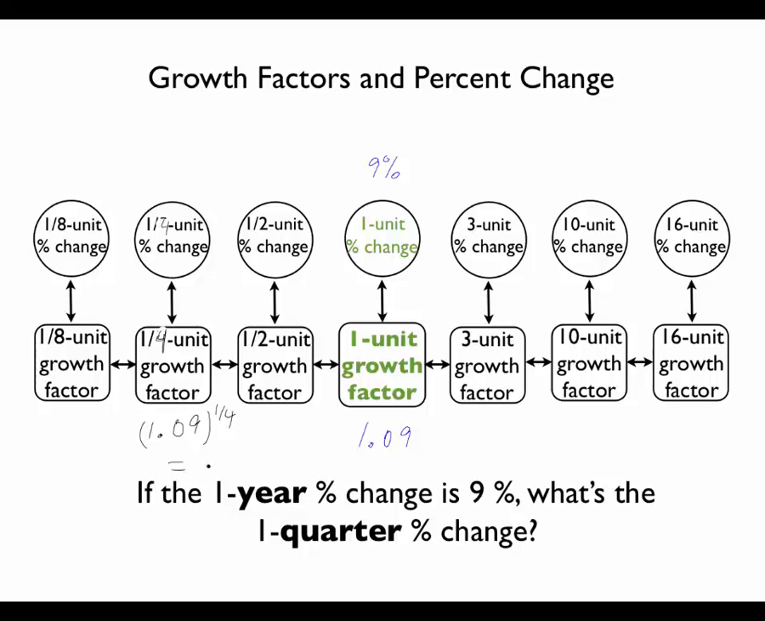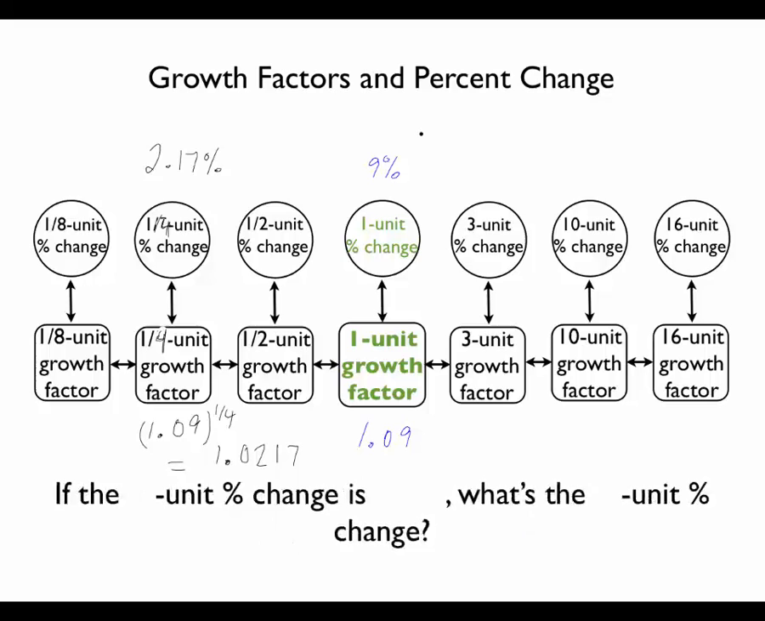What is it? Anybody, shout it out. 1.0217. Yes. Perfect. 1/4 unit percent change then. 2.17%. Again, not 1/4 of 9%, right? Not 1/4 of 9%. 2.17% over 4 quarters. The percent increase on a higher and higher amount will result in a total increase of 9% over 4 quarters, or 1 year. Okay, so keep that in mind. Remember that. We're going to come back to that.